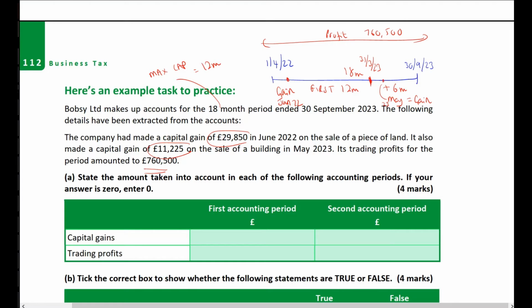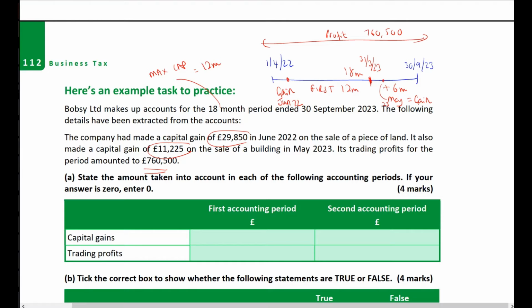Why have they told me this? And just make some notes to get that data from the question into a format that works a little bit better for you, then the question is going to seem much more manageable when we finally get there. And the question says, state the amount taken into each of the following accounting periods. If your answer is 0, put 0. So how much capital gain in each period?